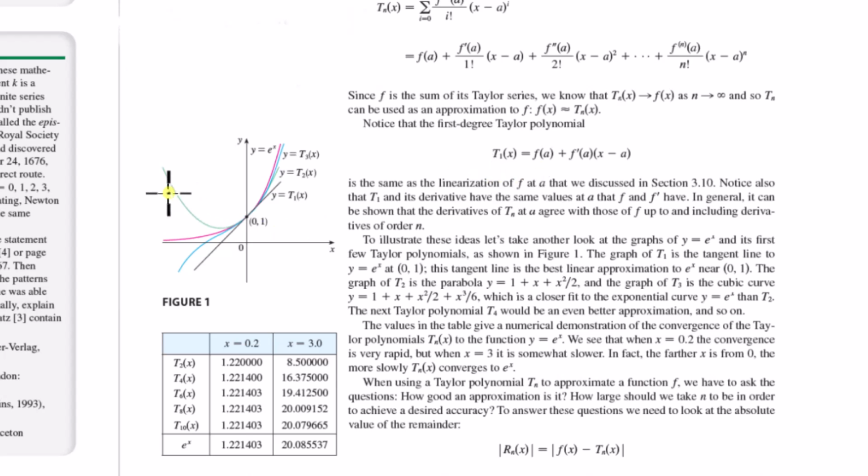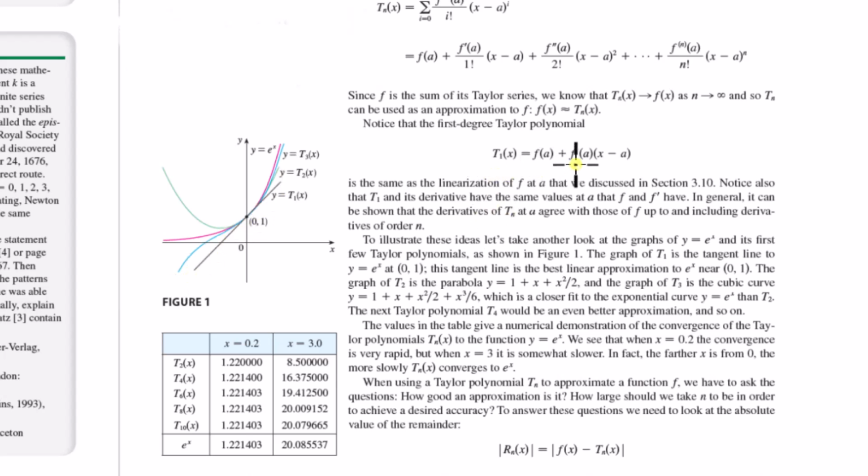So if we come here, here's the function e to the x, and there's t sub 1, the tangent line to e to the x at x equals 0. That's the first degree Taylor polynomial approximation for the function e to the x at x equals 0, the tangent line to e to the x at x equals 0.